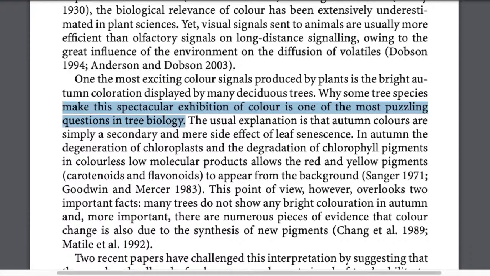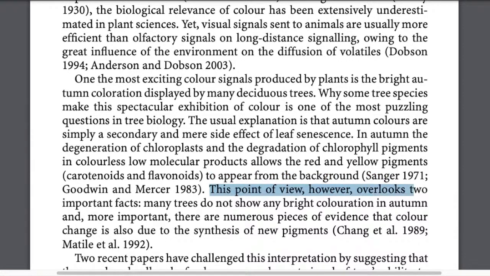Those puzzling trees and questions in tree biology. Simply a secondary and mere side effect of leaf senescence in autumn. The degeneration of chloroplasts and the degradation of chlorophyll pigments in colorless low molecular products allows the red and yellow pigments, the carotenoids and flavonoids, to appear from the background.